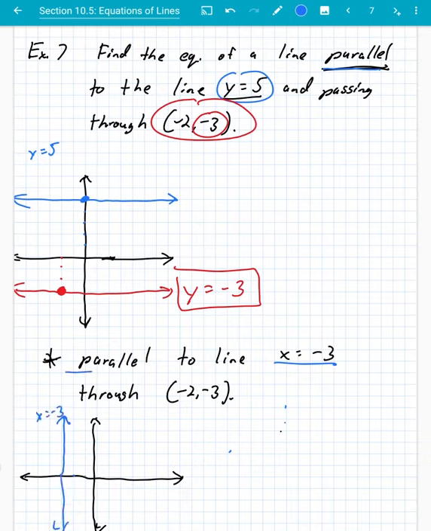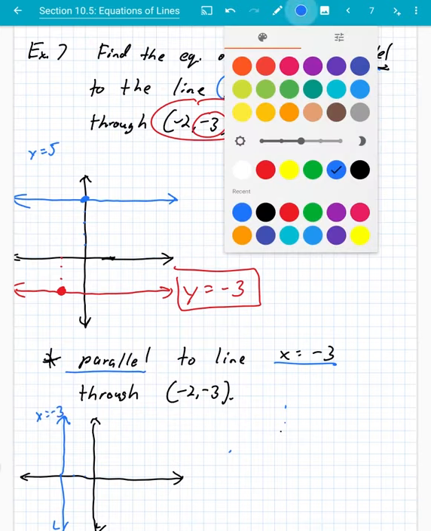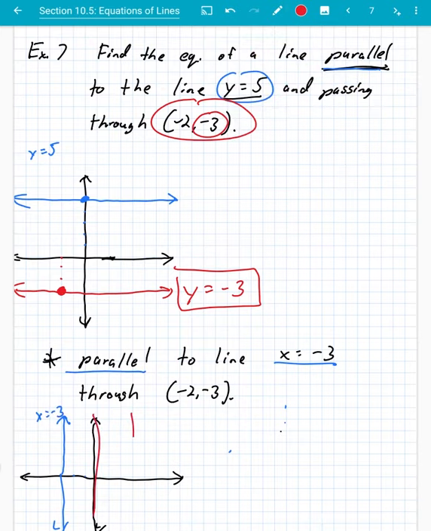So in order for it to be parallel, the new line has to be going like this. And it needs to go through (-2, -3). So (-2, -3) is right here again. Now, in order to make it parallel, we would have to draw it right next to it. And you look at the x-coordinate. So your new equation would be x equals -2. That would be your answer.